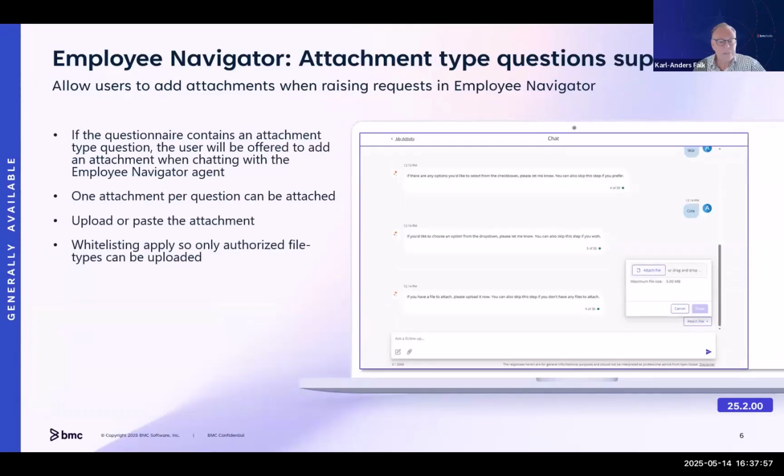Last release we added most of the question types that you can have in a questionnaire, so it shows up on the screen in Digital Workplace. In this release, we added the ability to add attachments also. That didn't exist before, so it's new. And you get a little pop-up here where you can attach things. Small thing, but many customers want that.